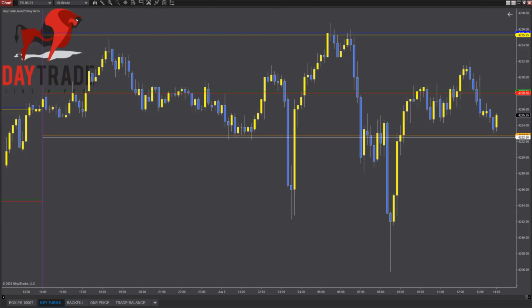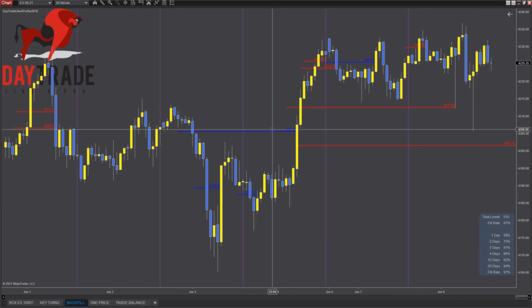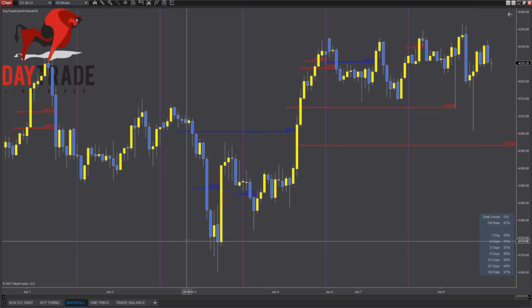So I'm looking at prediction points, and then I'm looking at key turns, and then from there, I can start to incorporate other things. For me, the next thing is I would go look at backfill, and I'm going to talk to you about how to use all these together. I just kind of want to give you an idea.